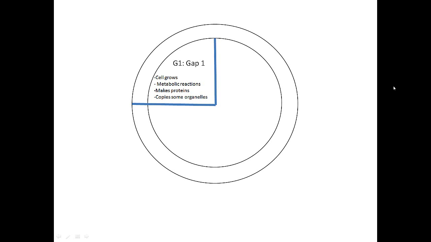Our first stage of the cell cycle is gap 1. This is where a cell is growing. It's doing reactions like breaking down sugars and getting energy. It's making proteins. Some organelles get copied so they can be used and whatnot. This first part is called interphase, and it's going to include more than just G1, and that's why your first line here cannot go all the way up to the end.